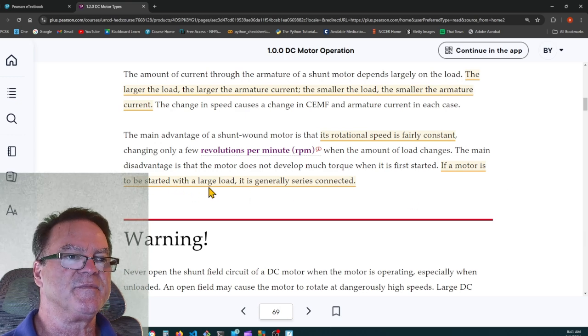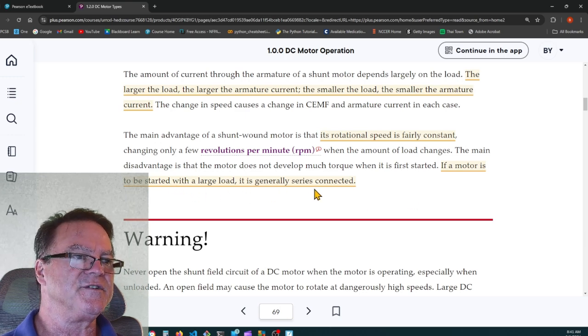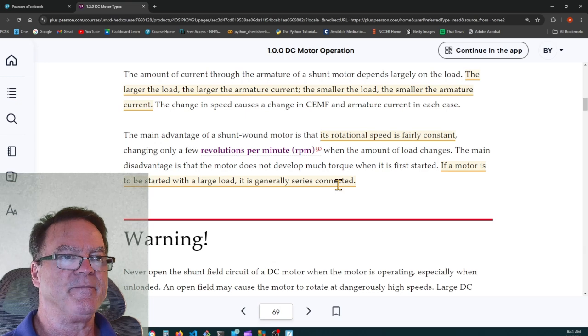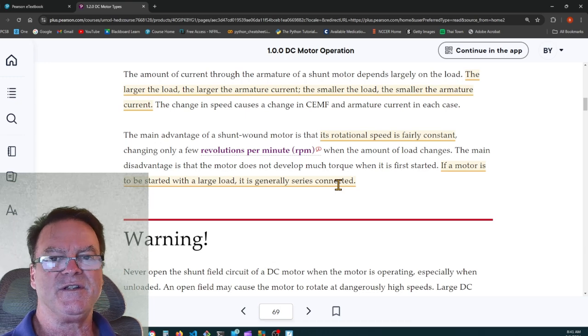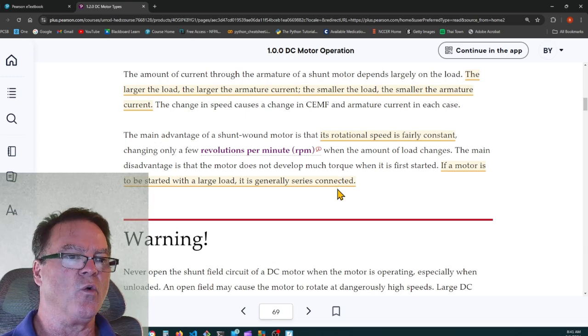If a motor is to be started with a large load, it's generally series connected because the shunt DC motors have a low torque at startup. So if you're trying to crush rocks in a rock crusher, you're going to want to use a series wound motor.